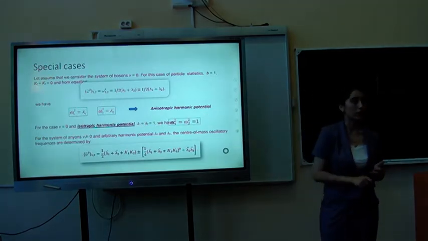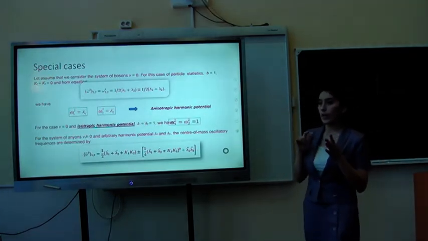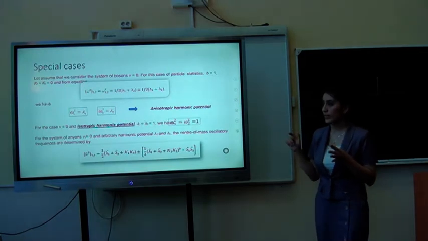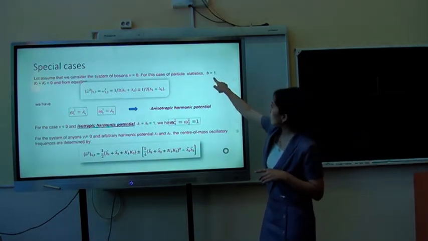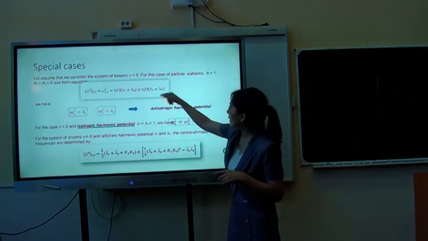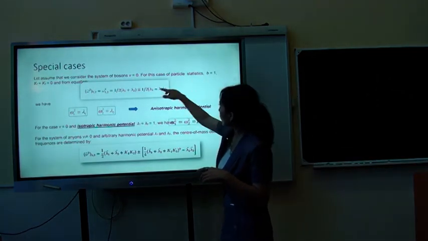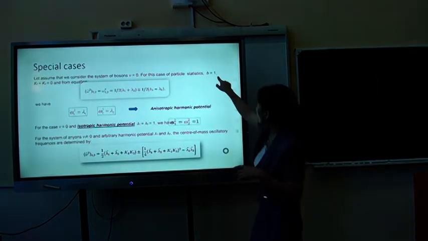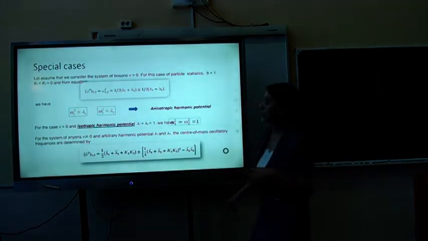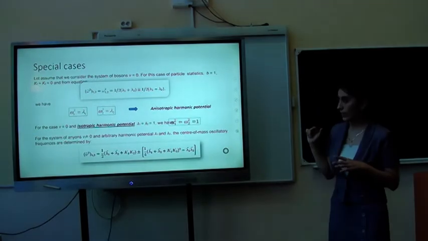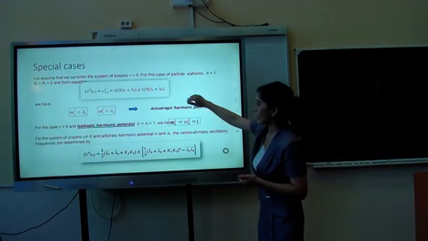Then special cases have been considered. First of all, if we assume nu is equal to 0, then we turn to bosons. And then if b is equal to 1, and nu is 0, b is equal to 1, k1 and k2 are equal to 0 as a result, then we will get this equation.